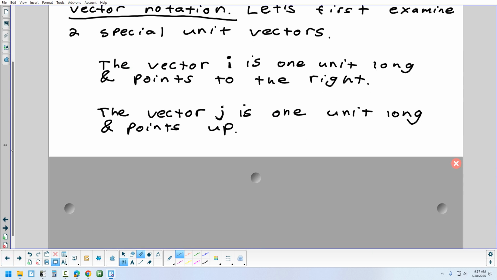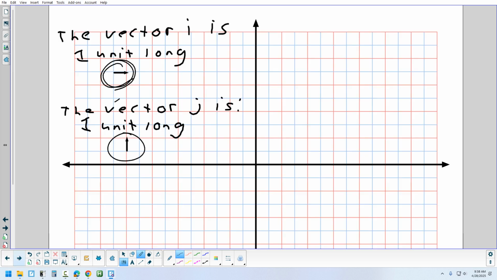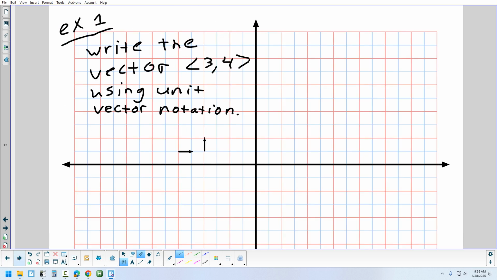And the idea of unit vector notation is you stack i's and j's together to build your vector. And I'll show you what I mean. So think of I and j as they're like Legos, like building blocks. They're the smallest building block we have, and we can stack them together to make anything that we want. So let's see if we can build the vector 3, 4.